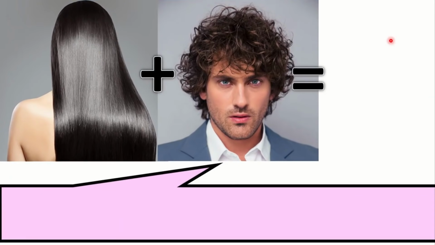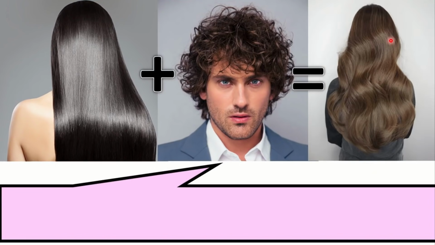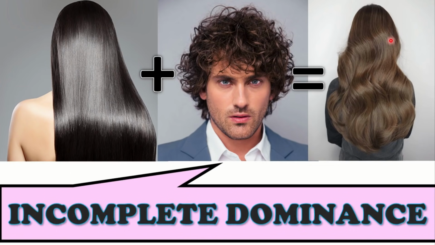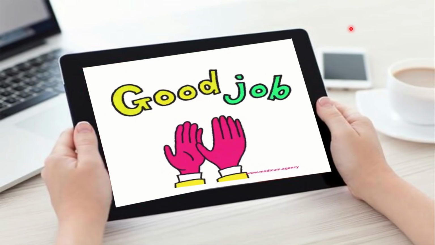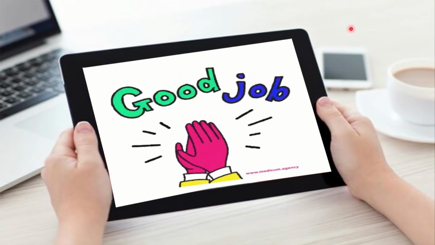Okay, next one. We have here straight hair and a curly hair. What do you think will be the result? We have wavy hair, and this is an example of incomplete dominance because we have a third phenotype or a new phenotype, which is wavy hair. Okay, good job! I know that you already know the difference between incomplete dominance and codominance.